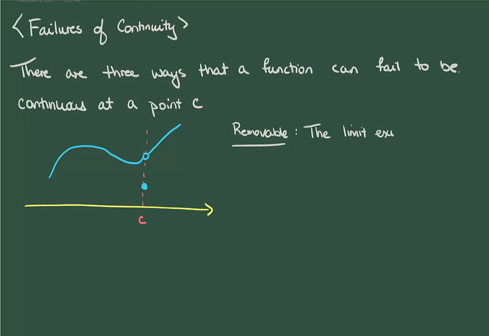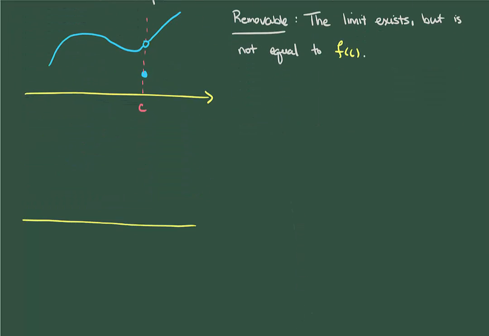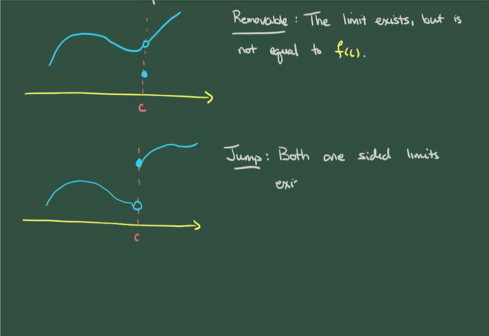Mathematically, these are characterized by the fact that the two-sided limit exists but isn't equal to f at the point C. Next up are jump discontinuities, where the function makes a leap from one side of C to the other. In this case, both one-sided limits exist, but they don't agree with one another, and their difference is precisely that jump that we see.